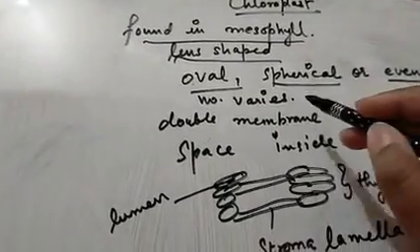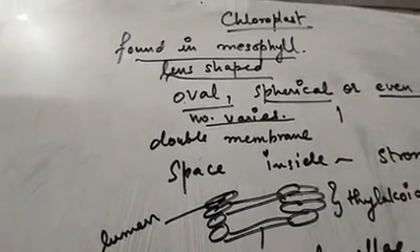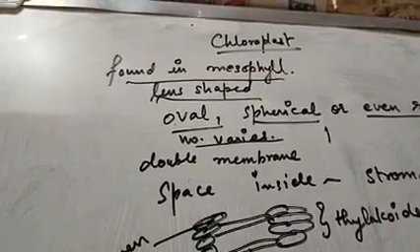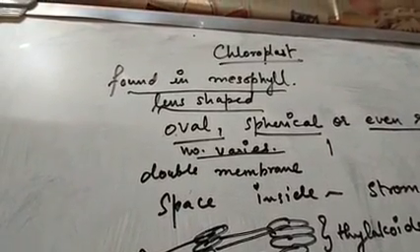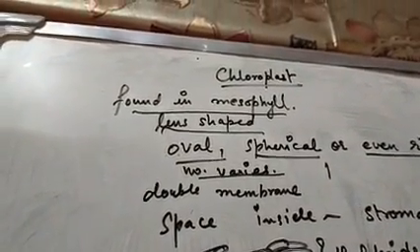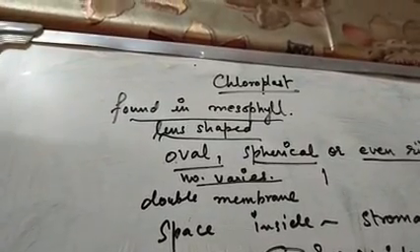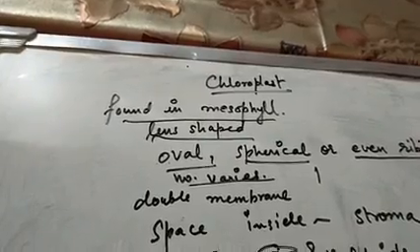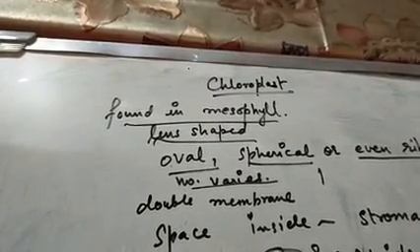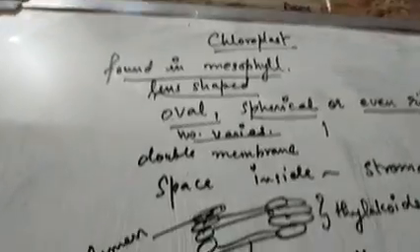Like there is 1 chloroplast in Chlamydomonas per cell, whereas if I take a green alga, you know the green algae are very long. They vary in size, so they can have 20 to 40 chloroplasts per cell.